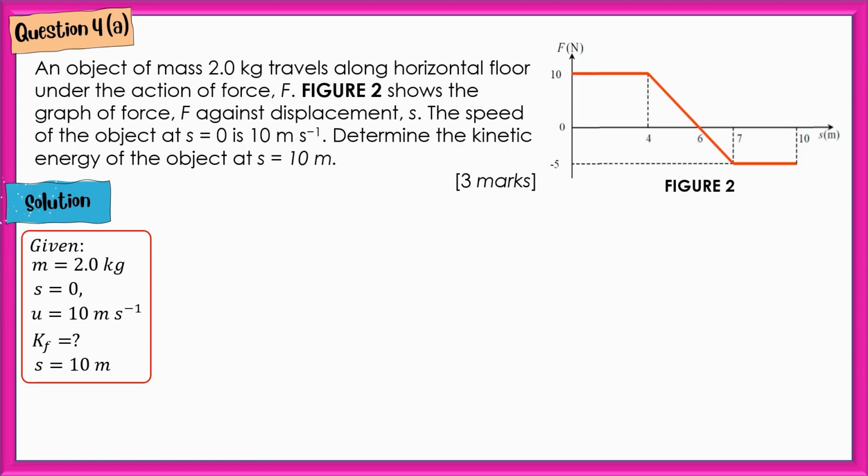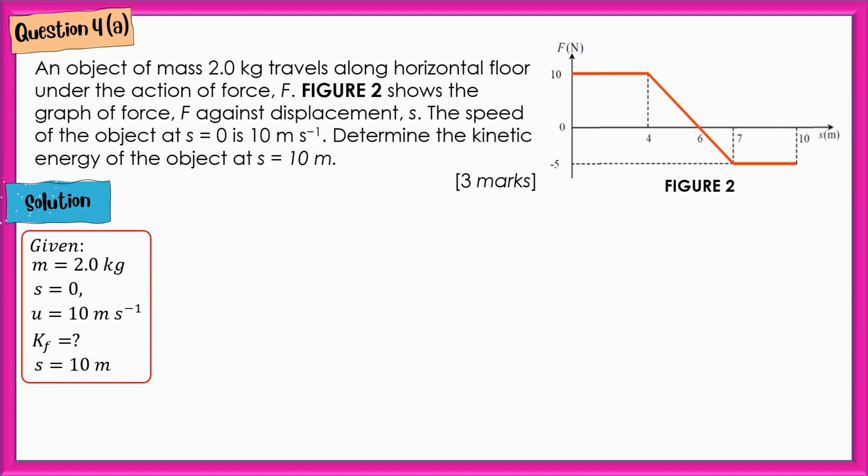Question 4a. An object of mass 2 kg travels along the horizontal floor under the action of force F. Figure 2 shows the graph of F against displacement S. The speed of the object at S equal to 0 is 10 meter per second. Determine the kinetic energy of the object at S equal to 10 meter. Referring to the question, list all the information given following the correct symbol.